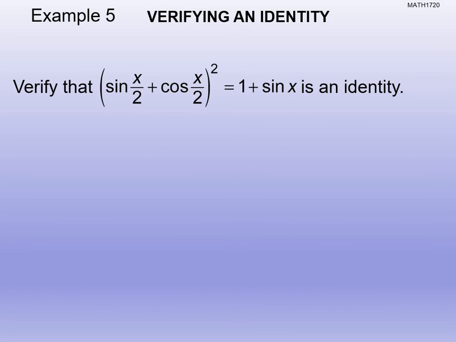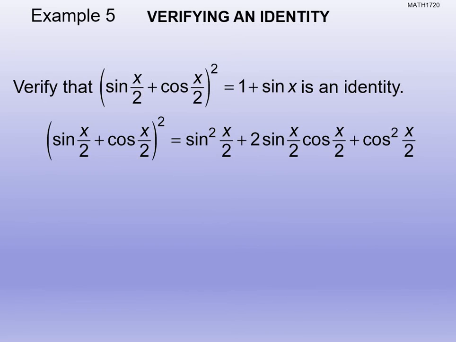So this is where we're going to work with the most complicated side first. The most complicated side is the sine of x over 2 plus cosine of x over 2 quantity squared. What you need to do is FOIL that out first, or use the box method. It's a binomial being squared, so you do first, outside, inside, last, or however you remember to do that, okay? Or write that as the two binomials next to each other.